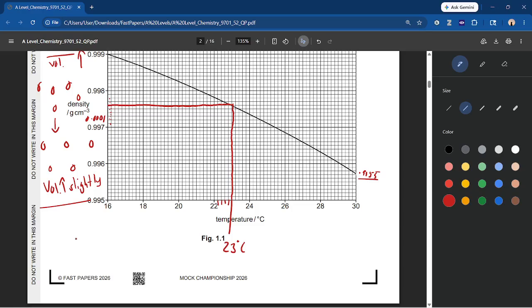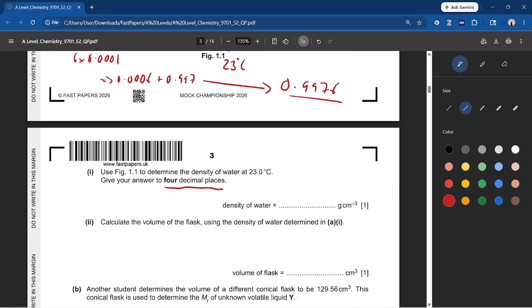So that's 6 divisions. So that's 6 times 0.0001, which is equal to 0.0006. You add that to 0.997, and you get your final answer of 0.9976. And it's 4 decimal places, so we're going to have to keep it to that. 0.997 and 6. So now we're told to calculate the volume of the flask using the density of the water determined in A1.